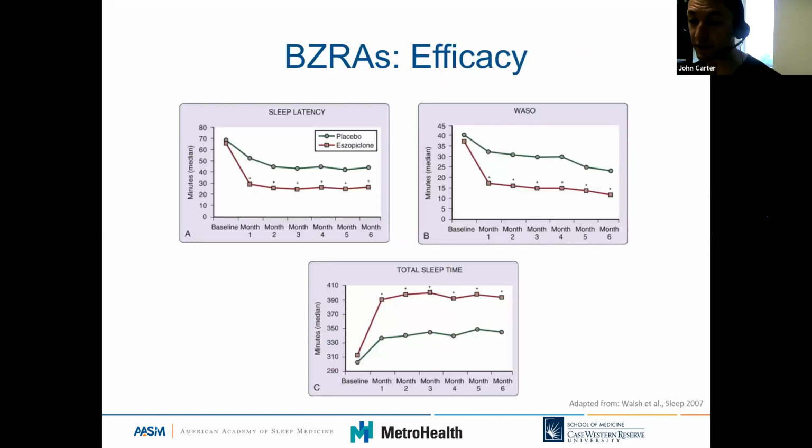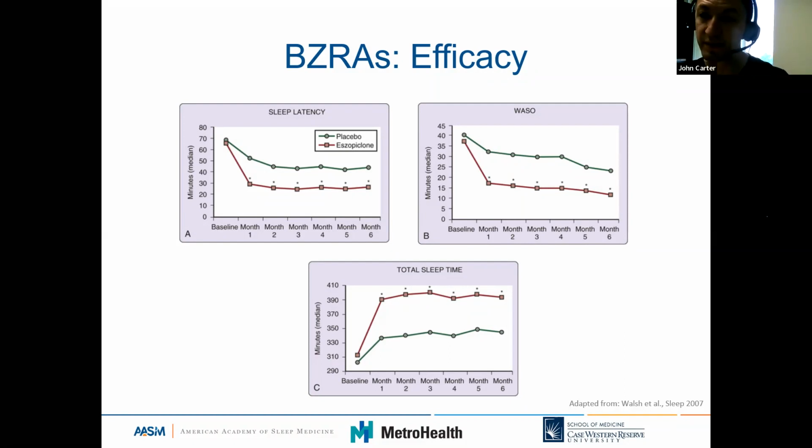When we look at the most commonly used medications in our practice, these certainly are effective, not just in the short term, but also over the long term. There are data looking at zolpidem usage 12 months out, and that's demonstrated good efficacy and safety. This particular slide is looking at Lunesta, eszopiclone, compared to placebo over 6 months.